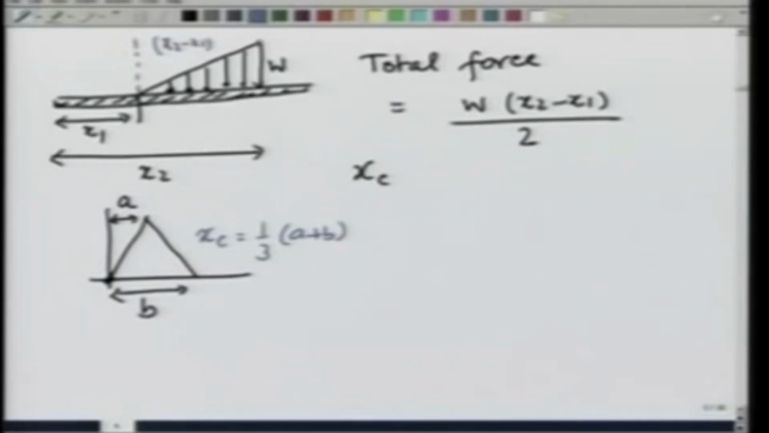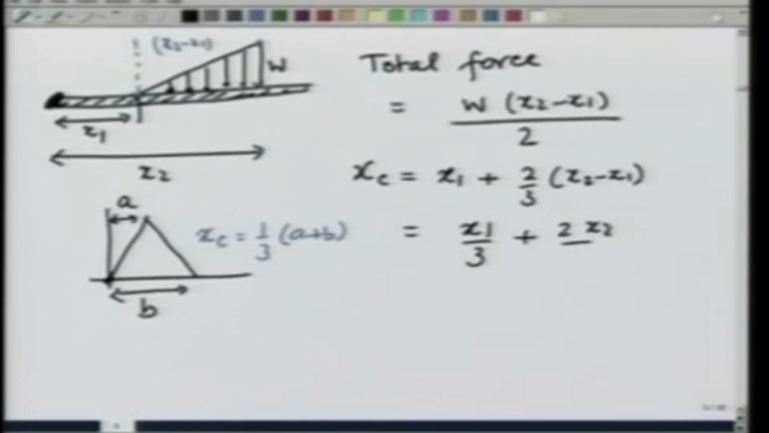Both the points are at a distance of x2 minus x1 from this corner, and therefore, the centroid xc is going to be at a distance from this point, the hinge point here, x1 plus 2/3 (x2 minus x1), or this comes out to be x1 over 3 plus 2 x2 over 3, which is equal to 1/3 (x1 plus 2 x2).